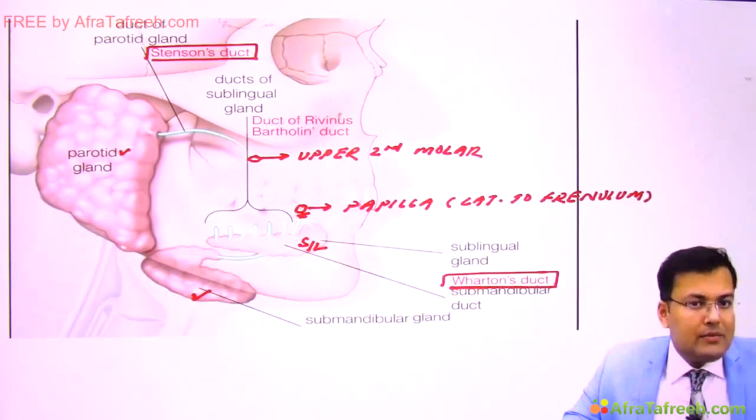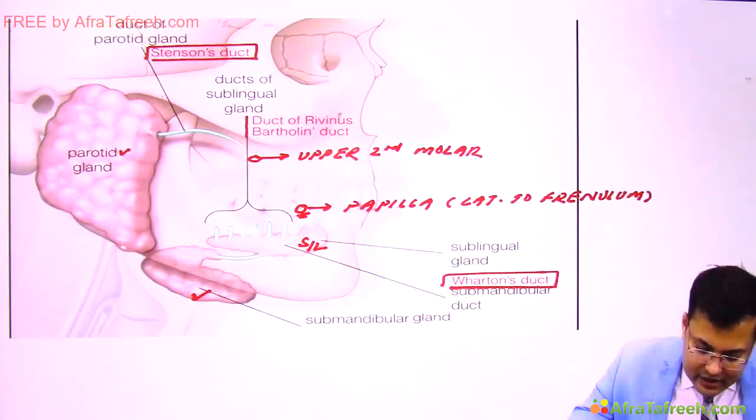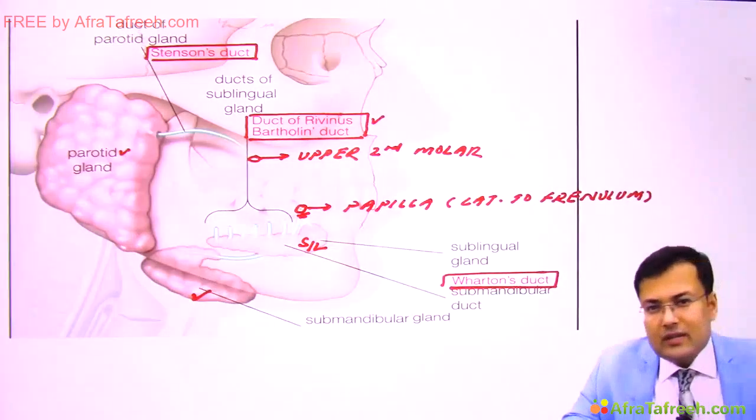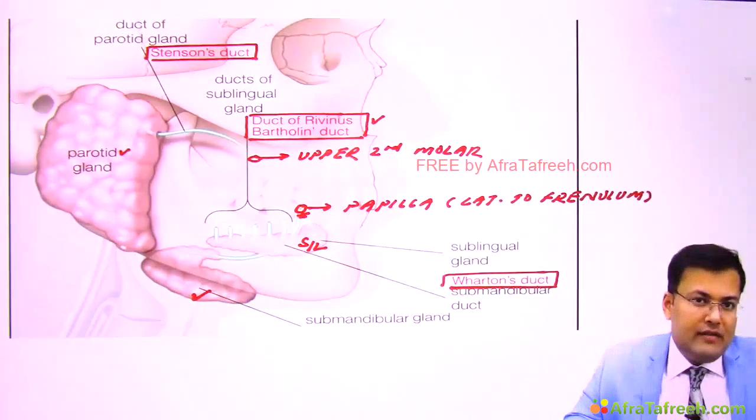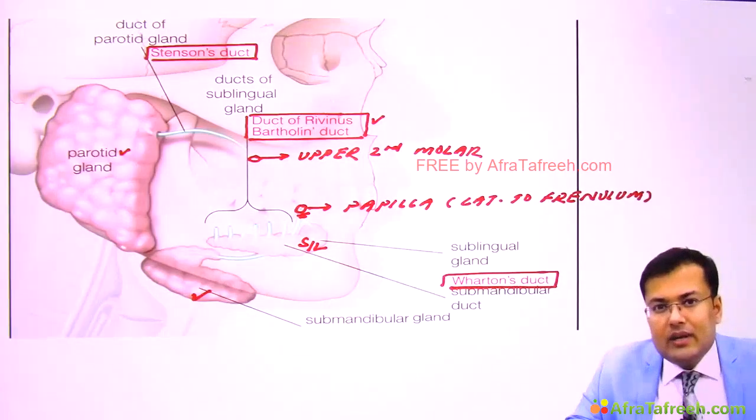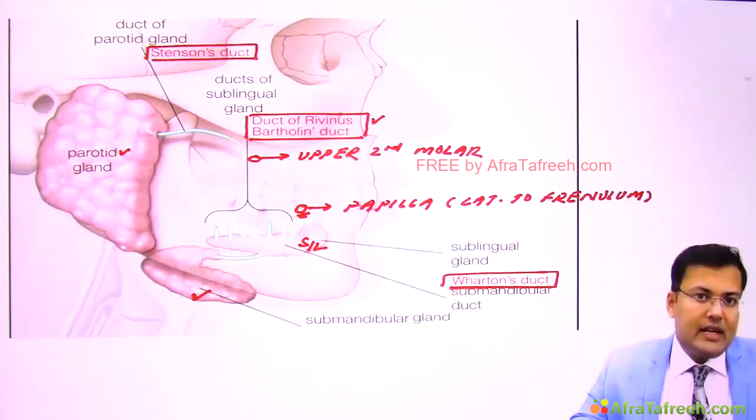And here you can see this is the sublingual gland, and the sublingual gland has multiple ducts. What are the names of the ducts? They are the duct of Rivinus and Bartholin's duct. So you have to remember, the duct of the parotid gland is known as Stenson's, the submandibular gland as Wharton's, and for the sublingual gland it is the duct of Rivinus and Bartholin's duct.